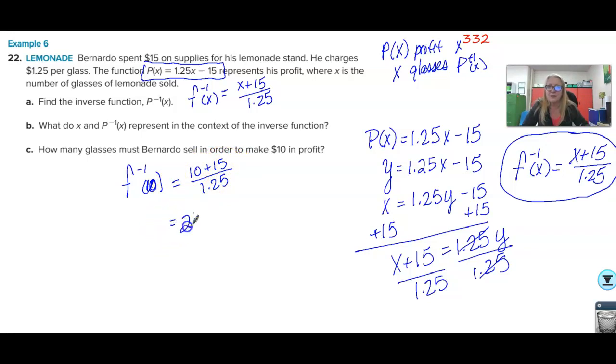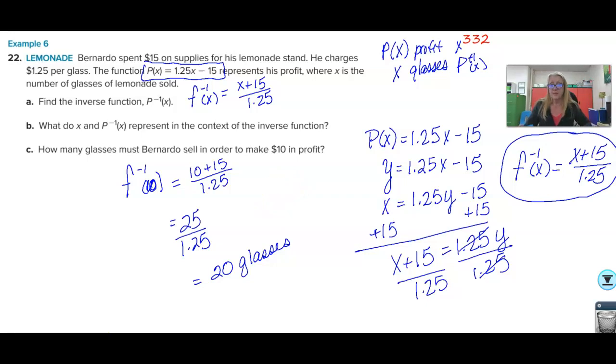So that gives me 25 over 1.25, which I have my handy dandy calculator for, which I always need on decimals because I stink at decimals. 25 divided by 1.25. I know you've probably all got the answer by now. Bunch of smart kids. 20. So how many glasses must he sell in order to make $10 in profit? He must sell 20 glasses.